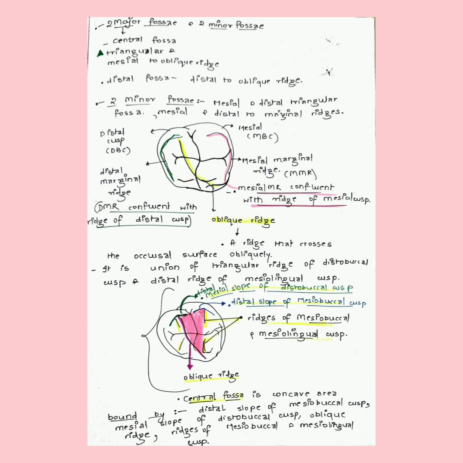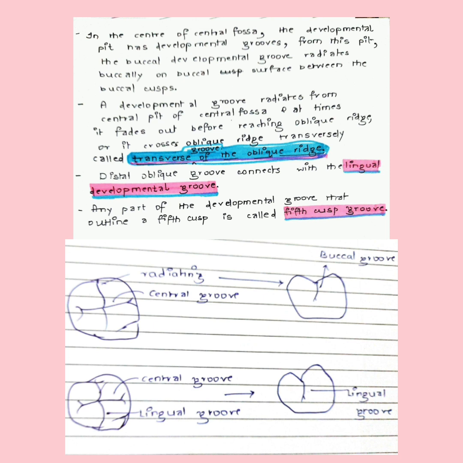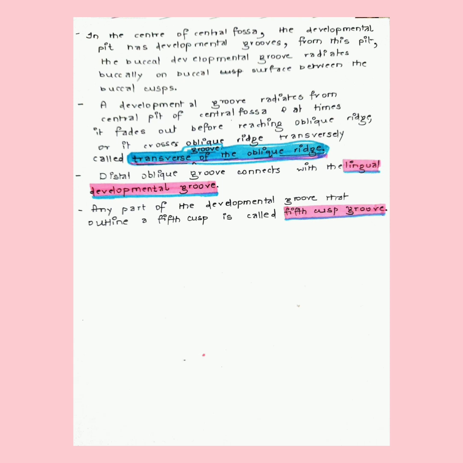The oblique ridge is the union of the triangular ridges of the distobuccal cusp and the distal ridge of the mesiolingual cusp. The central fossa is a concave area bounded by the distal slope of the mesiobuccal cusp, the mesial slope of the distobuccal cusp, the oblique ridge, and the ridges of the mesiobuccal and mesiolingual cusps. In the center of the central fossa, there is a developmental pit from which arise the developmental grooves, that is the buccal developmental groove that radiates on the buccal surface between the two buccal cusps, and the lingual developmental groove on the lingual surface.